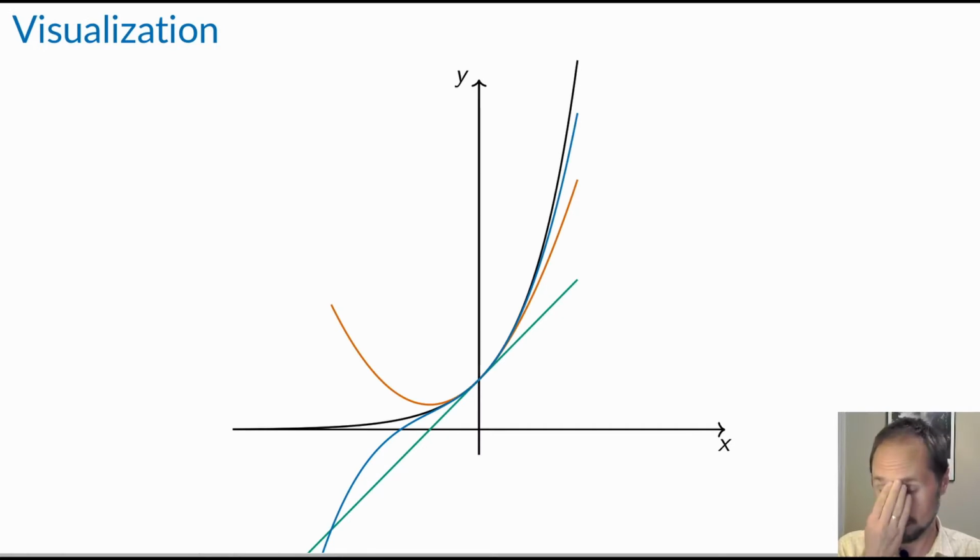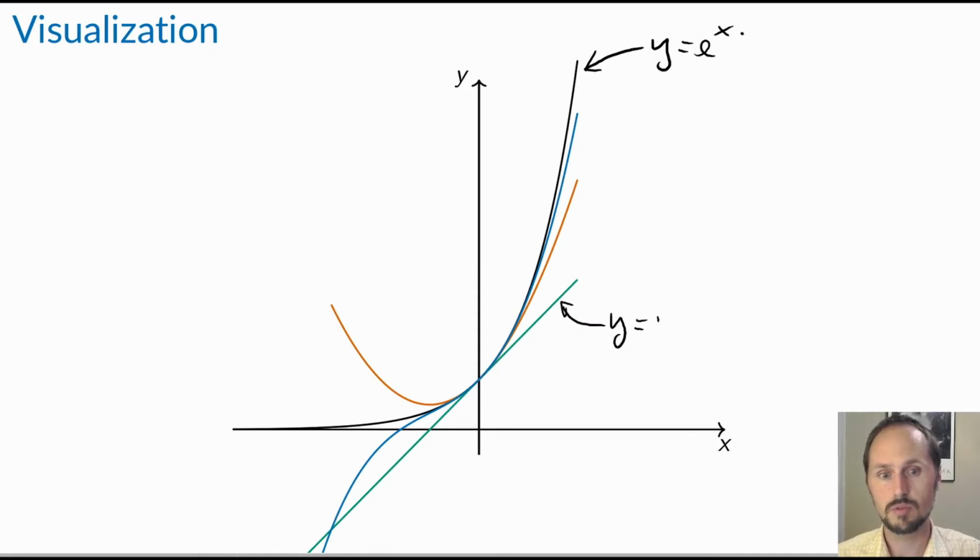And so here's a little visualization to help see what's going on. Here in black we have e to the x. Then in green we have the linear approximation, that's y equals 1 plus x. The orange curve is the quadratic approximation. You can see it's sort of filling out a parabola. That's going to be y equals 1 plus x plus x squared over 2.